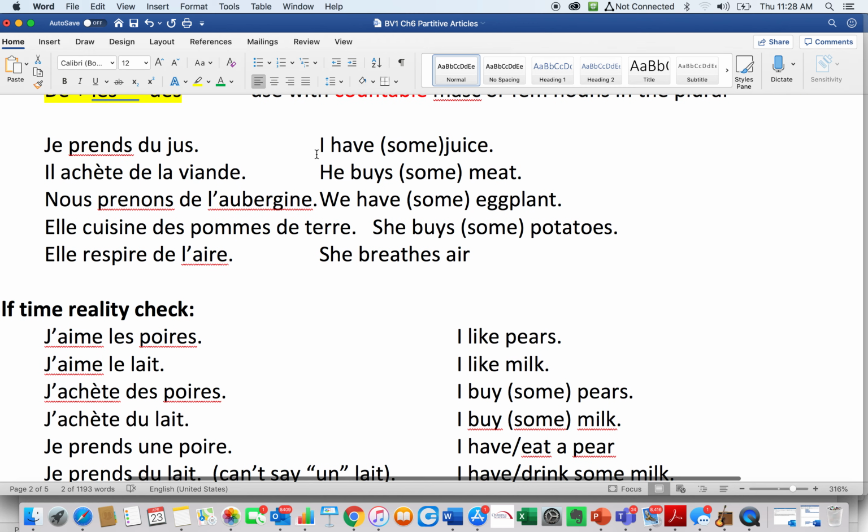"Je prends du jus," I have juice, or I have some juice. "Il achète de la viande," he buys meat, he buys some meat. "Nous prenons de l'aubergine," we have eggplant, we have some eggplant. It could also mean we eat, right? We eat some eggplant. "Elle cuisine des pommes de terre." It does not say buys, she cooks. She cooks some potatoes. "Elle respire de l'air," she breathes air. I guess you could say she breathes some air. She breathes a little bit of air and then she goes back into her moon atmosphere. I don't know.